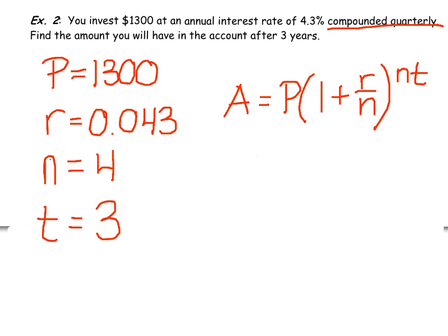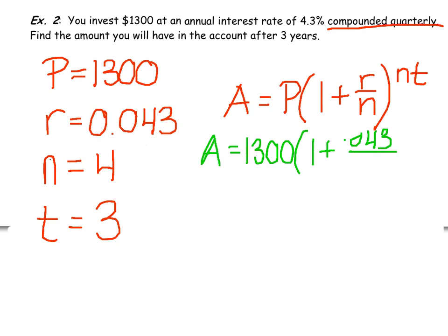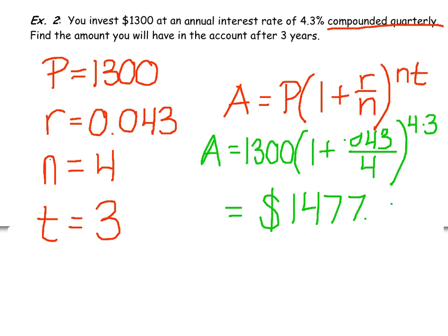All right, we want to find A. Our principal amount is $1,300. 1 plus 0.043 divided by 4 to the 4 times 3 power. Assuming you did this and you put it in your calculator, you should get $1,477.98. Very good.